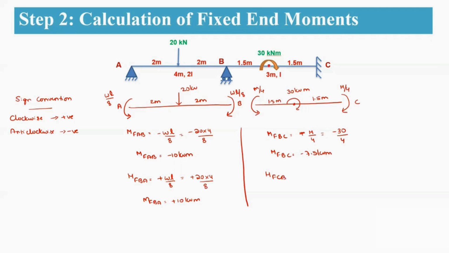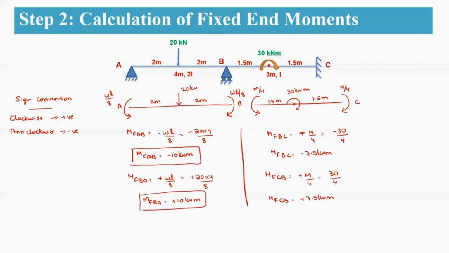Similarly, MFCB will be equal to plus M by 4. So that means plus 30 by 4. So MFCB will be equal to plus 7.5 kilonewton meter. So these are the fixed end moments that we have found out for the external load that is acting on the ABC beam, individually.